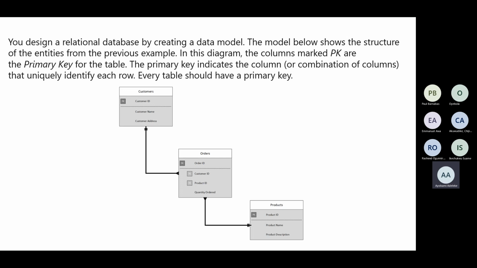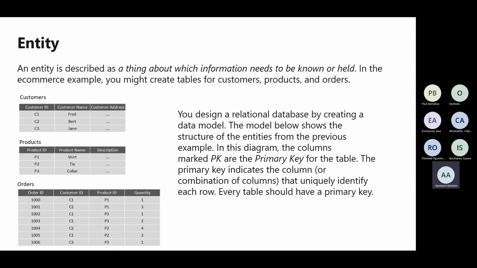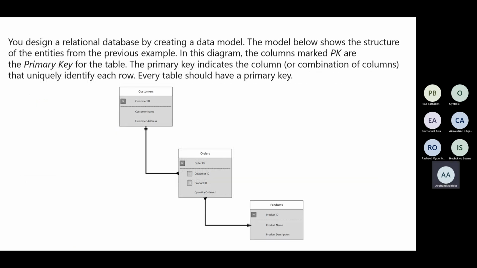Let me go back to read. In the diagram, the columns marked PK are the primary key fields for the table. Primary key indicates the column or a combination of columns that are used to uniquely identify each record or each row in a table. It's best practice to ensure that all tables have a primary key. So when we say primary key, looking at the model here now, we can see our customer table. It has the primary key, which is the customer ID column.